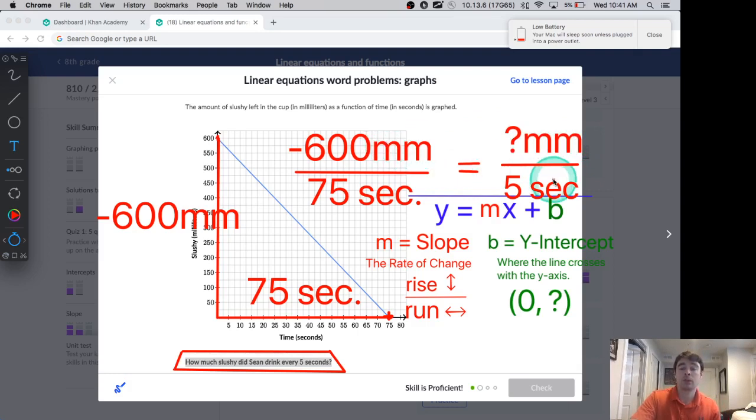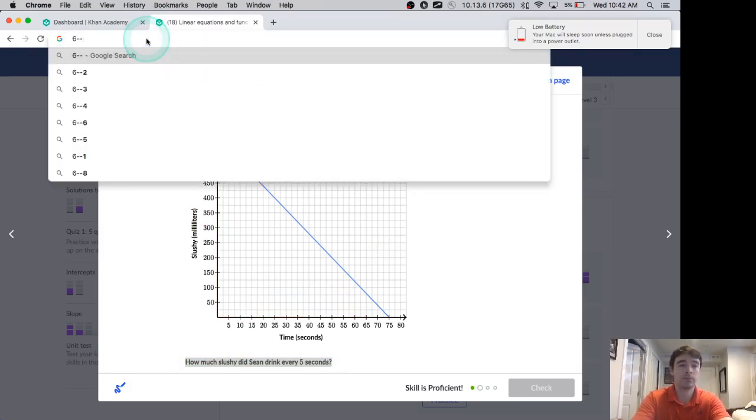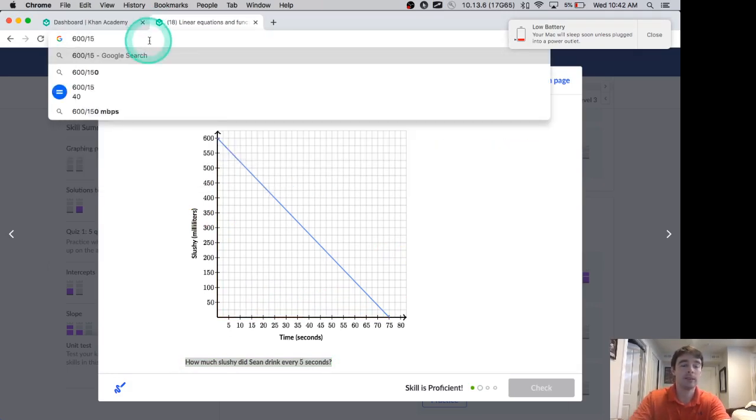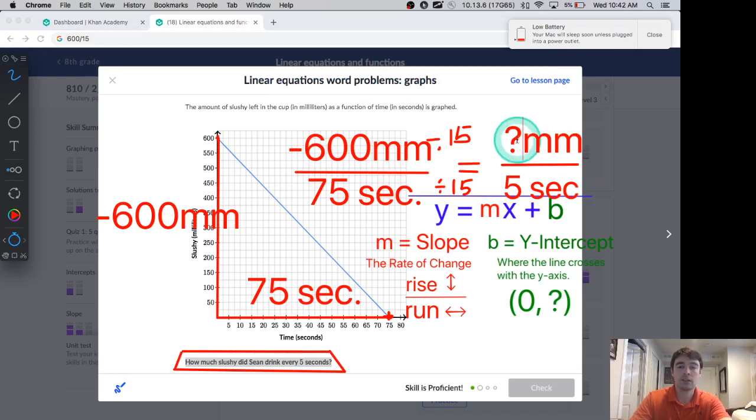There's a couple ways to solve that. I could cross multiply, but to me, I just know to get from 75 seconds to 5 seconds, 5 times 15 is 75, so I'm going to divide both of these by 15. Because if I divide both by 15, that can work me from 75 down to 5. And it turns out that 600 divided by 15 gives me 40. So that tells me 40 millimeters every 5 seconds.